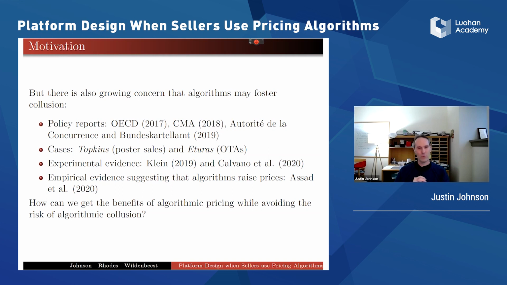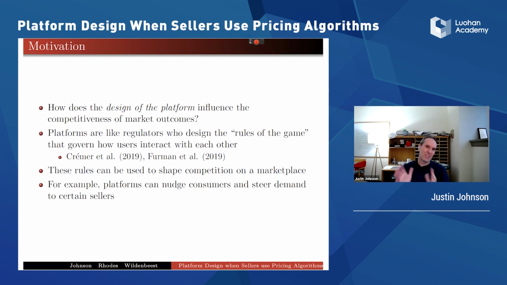So the concern that we're going to focus on was first highlighted by some legal scholars and also in economics by Klein and Calvano and his co-authors, again suggesting that perhaps algorithms, artificial intelligence algorithms specifically, might learn to collude and thereby harm consumers. And so that's the sort of situation that we're going to be considering. And I'll tell you more about that as we go along.